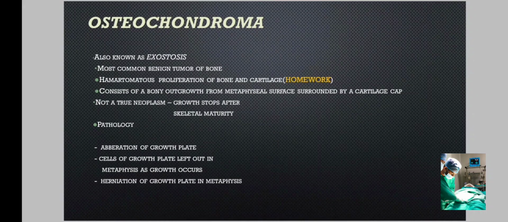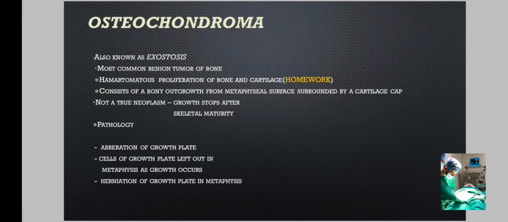That's why we cannot call it a true tumor. So this basically is the hamartomatous proliferation of the bone and the cartilage in that area. So your homework is, you can say in the comment section, what is a hamartoma and what is a choristoma. Then, as we have discussed, there is a continuous growth of this up until the skeletal maturity. Thus, it is not called a true neoplasm.